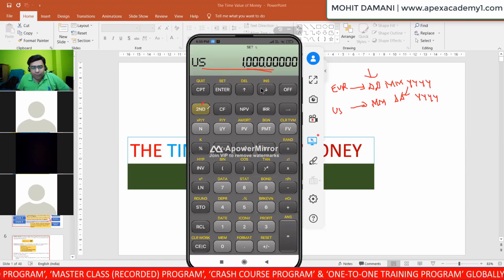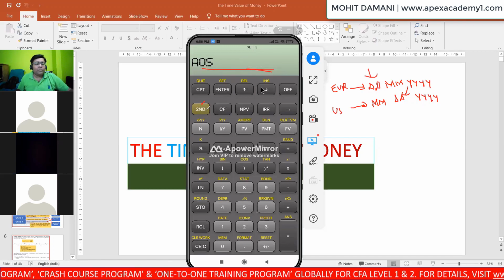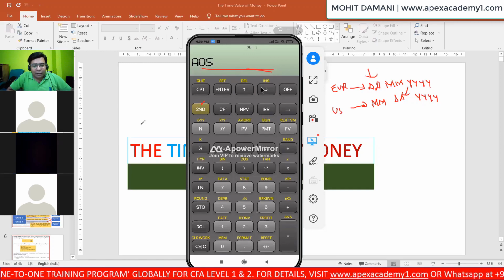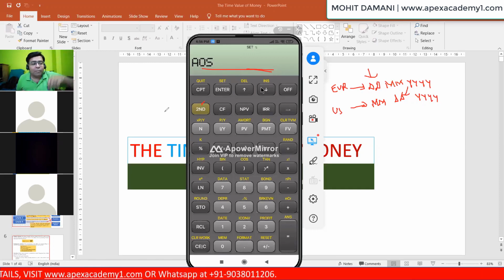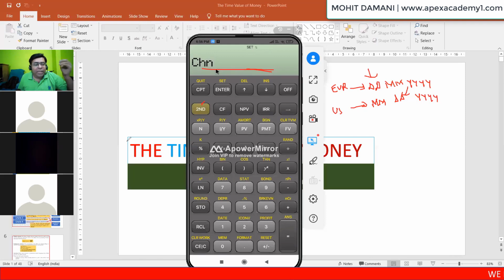Okay. Then again arrow down, AOS. Now let me explain that. We will keep it in AOS only. AOS stands for algebraic sum. And if I press second and then the set button, it is called CHN. CHN means the chain method.